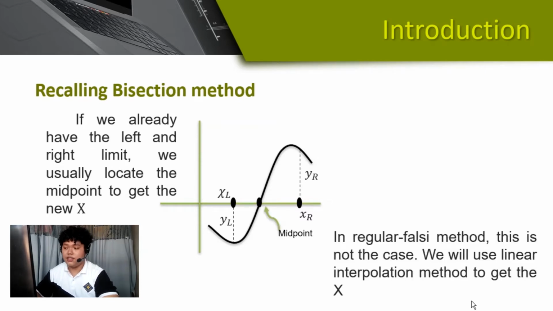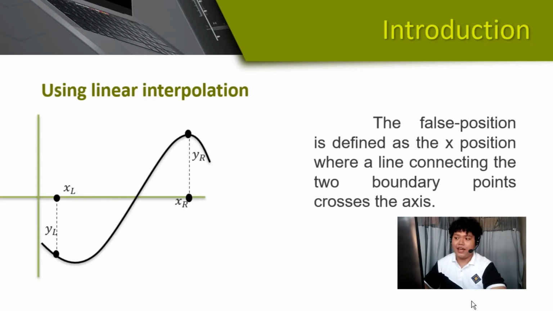In regula falsi, this is not the case. We will use the linear interpolation method to get the value of our x. The false position is defined as the x position where the line connecting two boundary points crosses the axis. Meaning, if you put a straight line connecting the two function values at the limits, the point where the x-axis and the line intersect is the value of our new x.